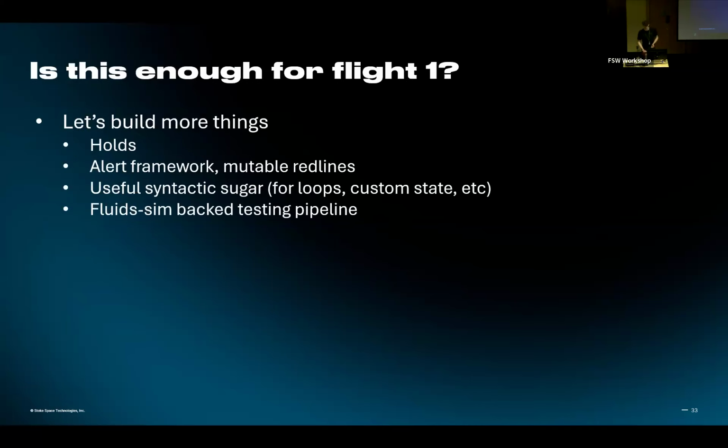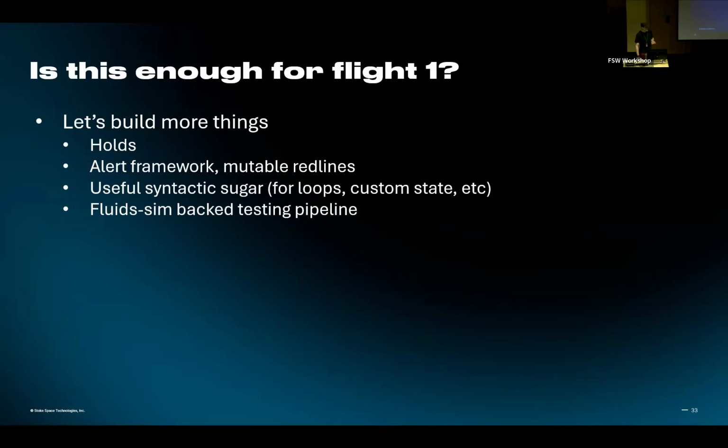So is this enough for Flight 1 today? And the answer is no, not quite, but we're getting close. So there are some launch-specific concepts that we need to flesh out a little bit. How do holds work? How does alerting work? Can you take a control transition and demote that to an alert that shows up on console or Slack? Building syntactic sugar in ways that are useful for our launch case.